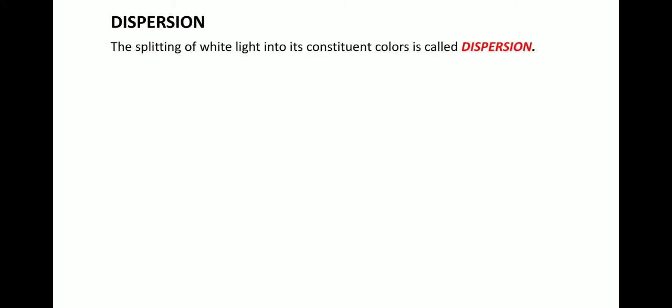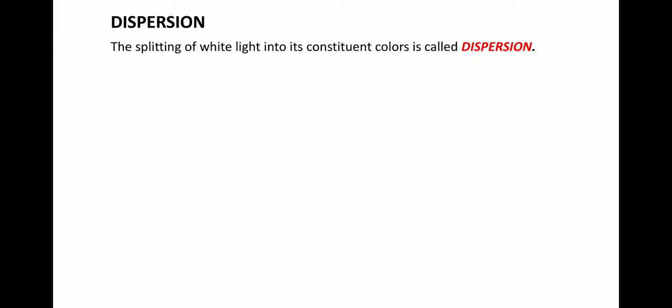In today's video, we are going to learn about dispersion of light. Dispersion. The splitting of white light into its constituent colors is called dispersion. This means that the white light is made up of different colors. Different colors like violet, indigo, blue, green, yellow, orange, red. These colors are seen by the human eye.